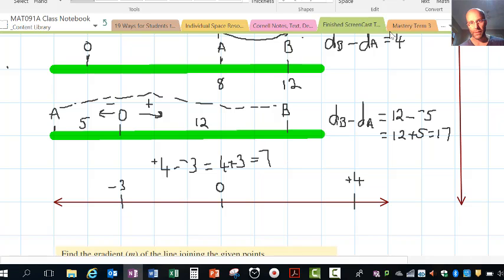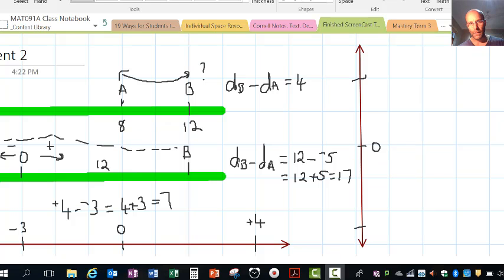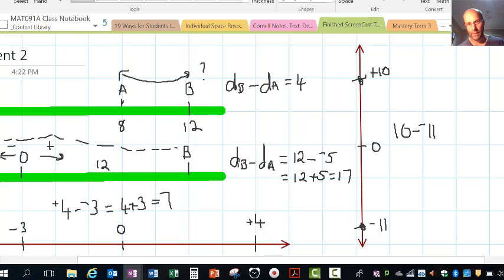Does it still work if the number line's going up and down? Well, of course it does. We turn the number line up and down, of course it works. Let's say we've got positive 10 up here, and we've got negative 11 down there. What's the difference between these 2 points? Alright, well, it's the same thing, isn't it? It's positive 10 minus negative 11, which is the same as 10 plus 11, which is, distance is 21.